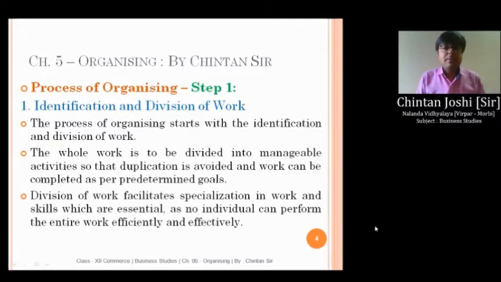So step number one till now is identification and division of work, the first step of the organizing process. Hope there is no doubt. Let me move ahead.